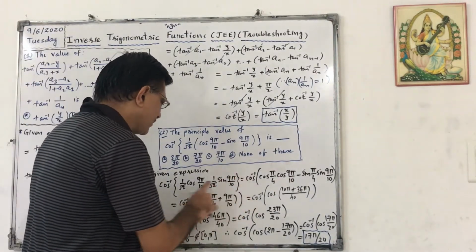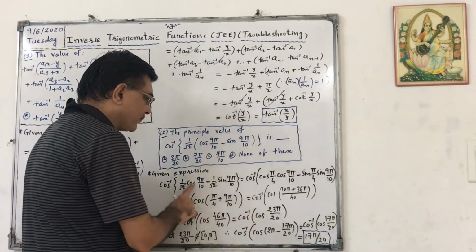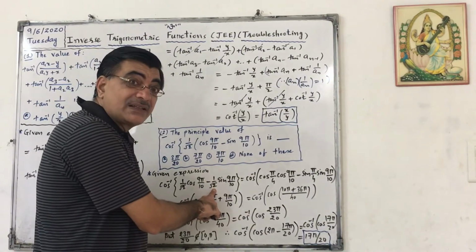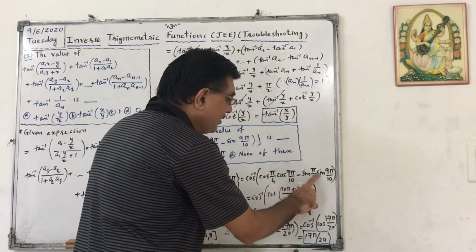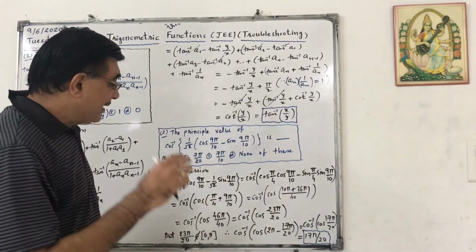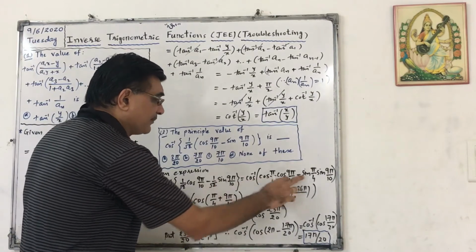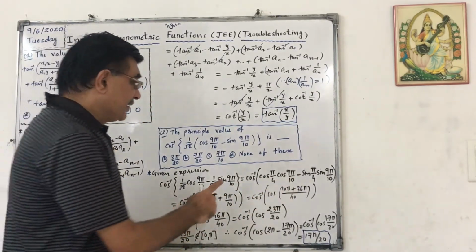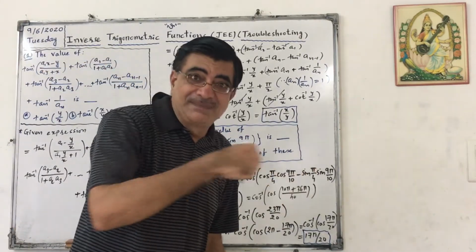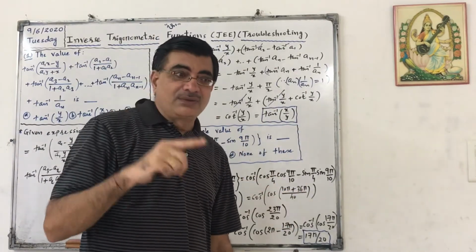Equals cos inverse of, see, this 1 by root 2 can be replaced as cos pi by 4. So cos pi by 4 into cos 9 pi by 10 minus this can be replaced as sin pi by 4, so sin pi by 4 sin 9 pi by 10. There may be a question in your mind why I have taken here cos pi by 4 and here sin pi by 4. Because it is cos inverse of, so we need cos inverse of cos. In order to get the formula, we have to think one step ahead.